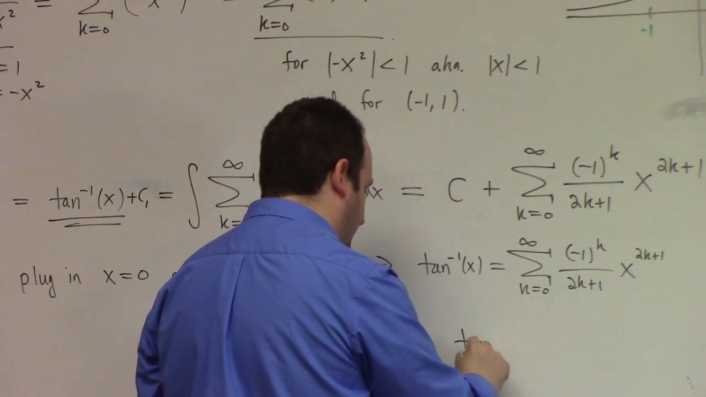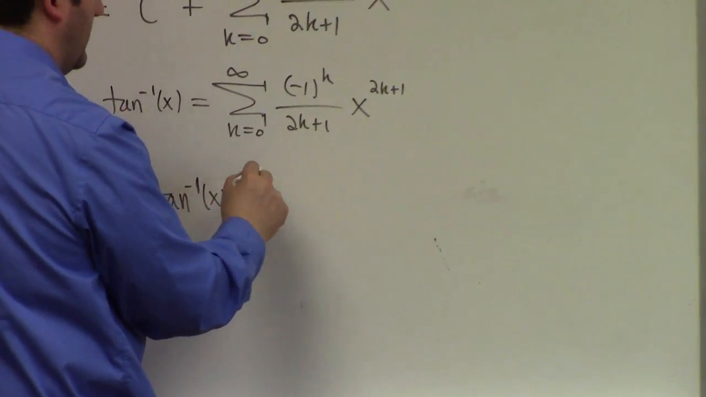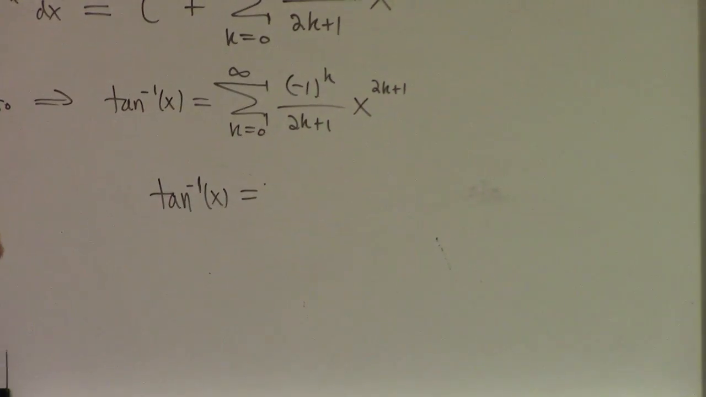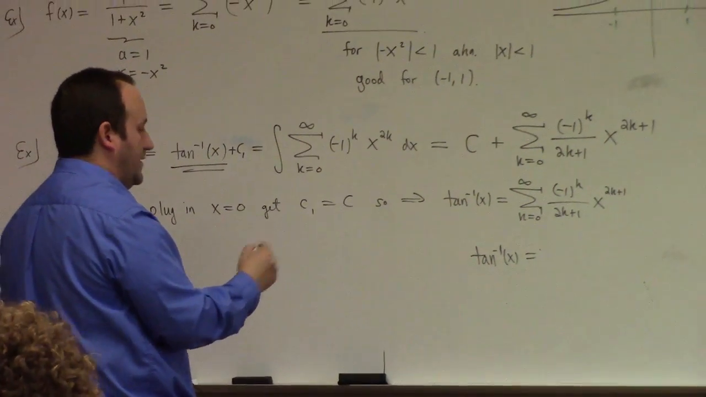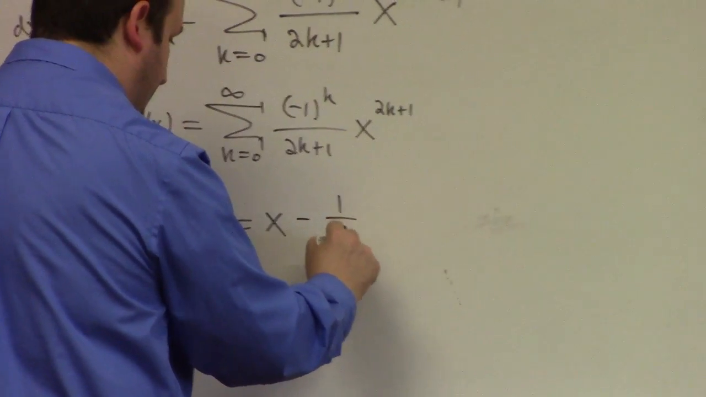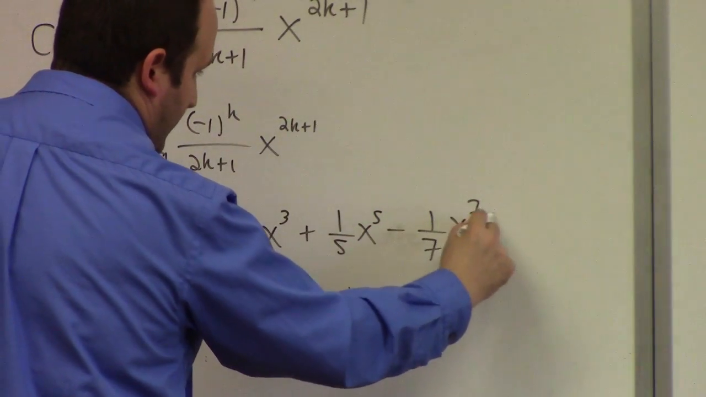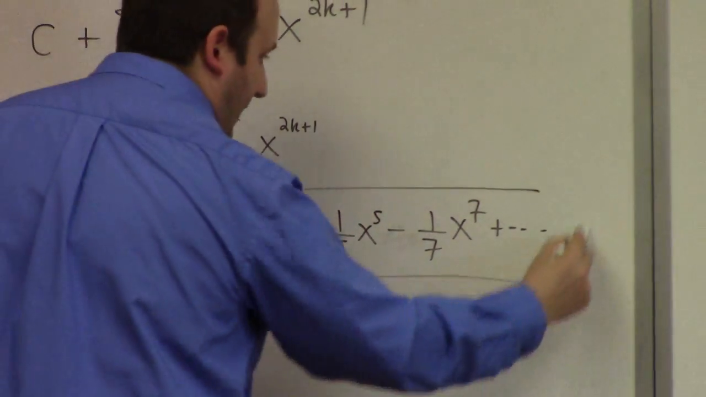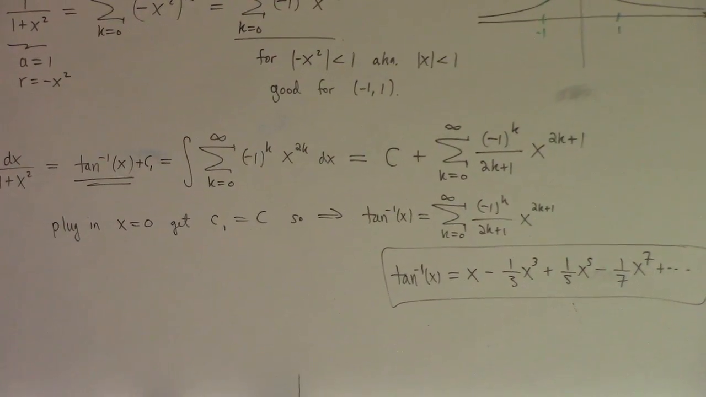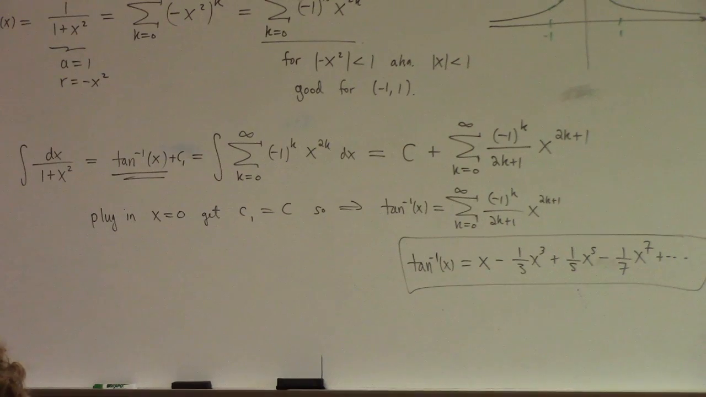In other words, inverse tangent of x is simply equal to, oh, sorry, k starts at 0. So x minus 1/3 x cubed plus 1/5 x to the 5th minus 1/7 x to the 7th, and so forth and so on. There you go. There's a power series for inverse tangent. However, I arrived at this power series through rather indirect reasoning, didn't I?